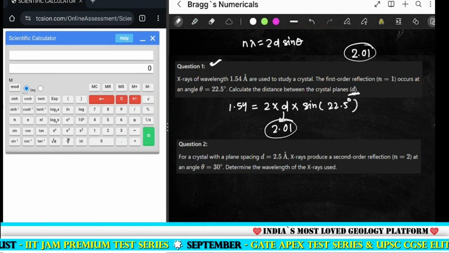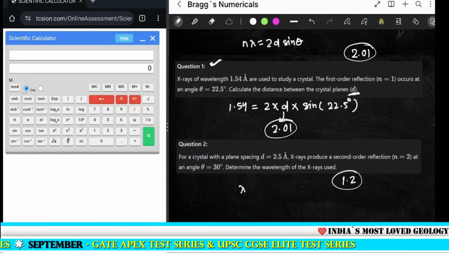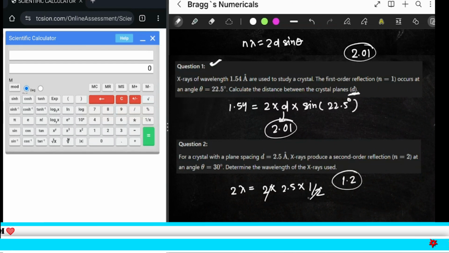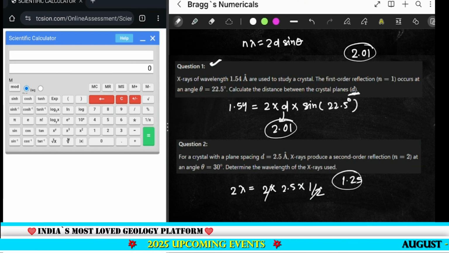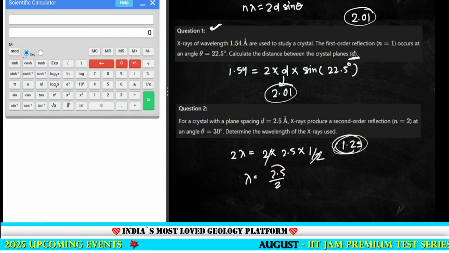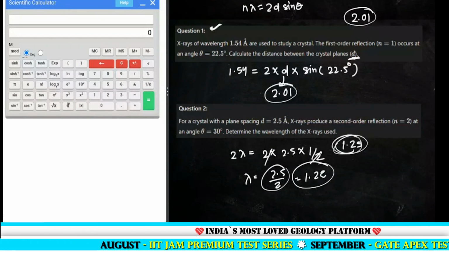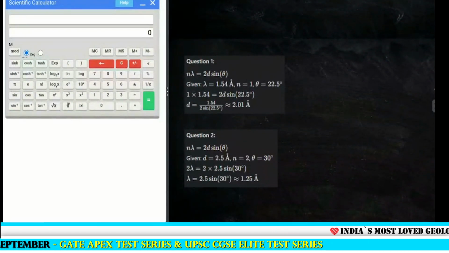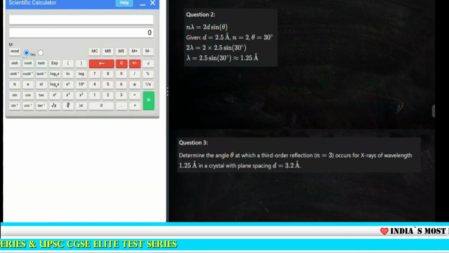So those are the two questions I have shown. Determine the wavelength. Wavelength is asked. n is equal to 2. Okay, 2d is how much? 2.5, sin 30 is 1 by 2, so that will be 1. Lambda will be 1.25, I think. Okay, 1.25. Okay, you can see the answers.